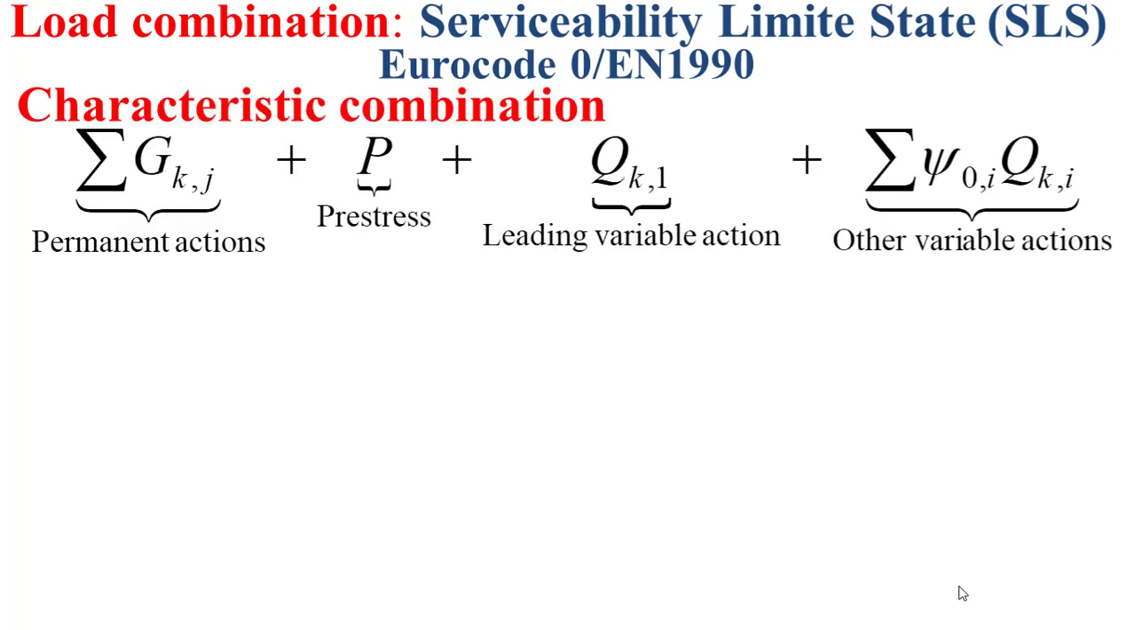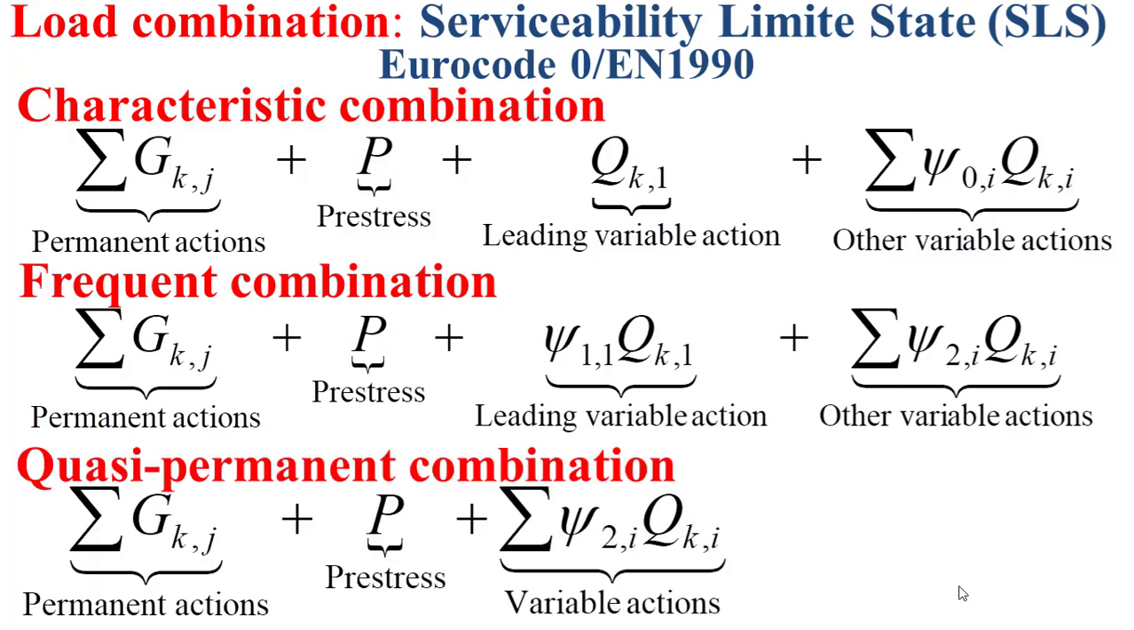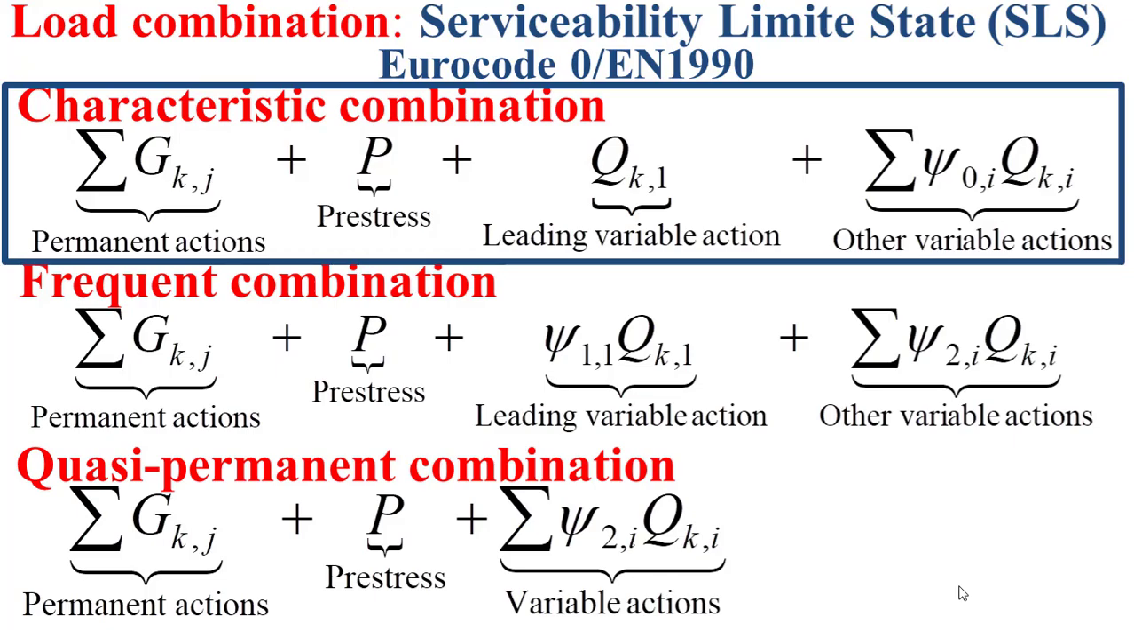Now for the load combination under the serviceability limit state, we have three types of load combination. We have the characteristic combination, the frequent combination, and the quasi-permanent combination. And for the resistance verification of steel construction, we will use the characteristic combination.